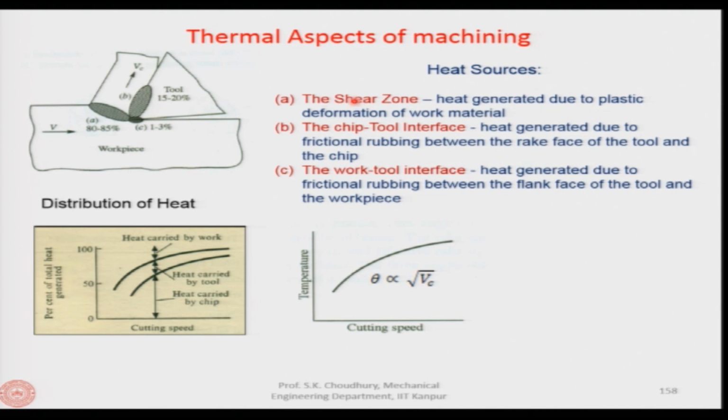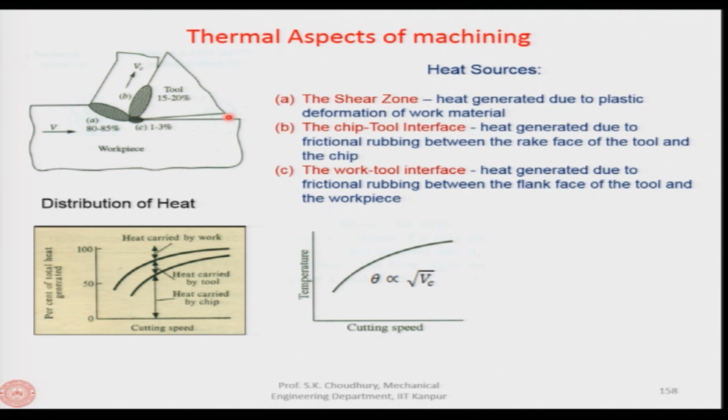Okay. Now, the heat sources therefore are the shear zone, heat generated due to plastic deformation of the work material; the chip tool interface, that is heat generated due to frictional rubbing between the rake face of the tool and the chip; and finally, the work tool interface, that is heat generated due to frictional rubbing between the flank face of the tool and the workpiece. So, once again the major contribution is by the plastic deformation which occurs in the shear zone. Next is the chip tool contact area. Here about 15 to 20% heat is generated and 1 to 3% heat is generated due to the rubbing of the flank face with the machined surface.